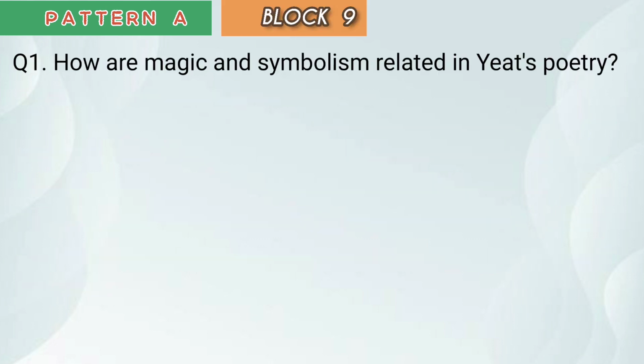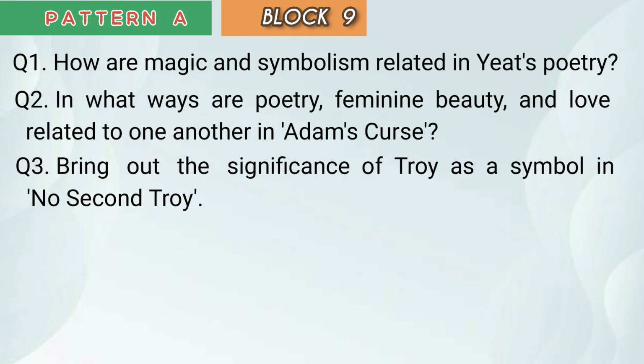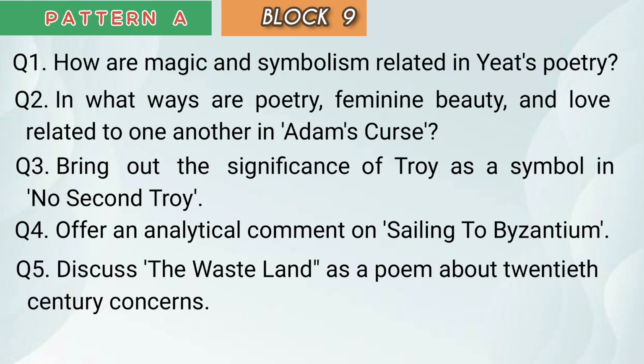Look at Block 9. Question 1. How are magic and symbolism related in Yeats' poetry? Question 2. In what ways are poetry, feminine beauty, and love related to one another in Adam's Curse? Question 3. Bring out the significance of Troy as a symbol in No Second Troy. Question 4. Offer an analytical comment on Sailing to Byzantium. Question 5. Discuss The Waste Land as a poem about 20th century concerns.